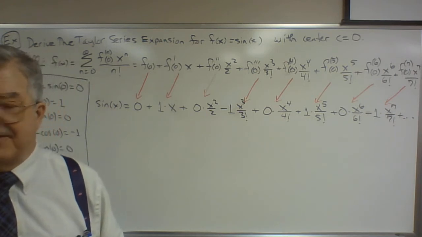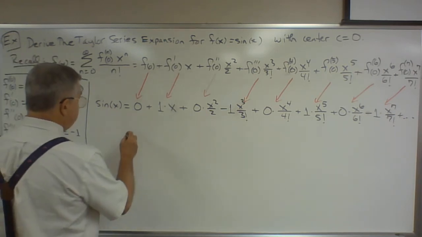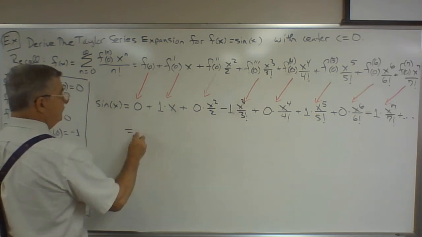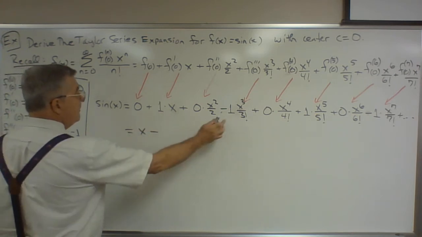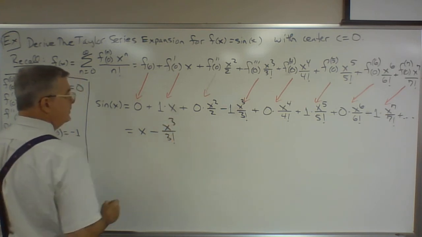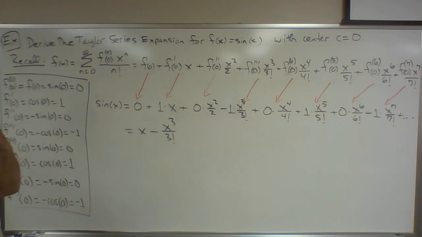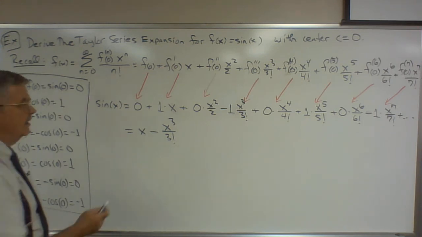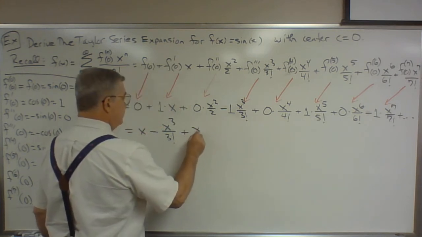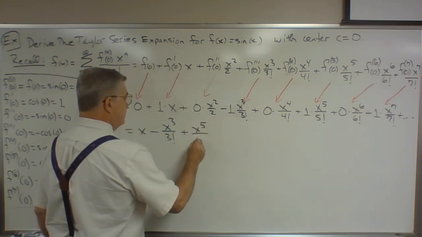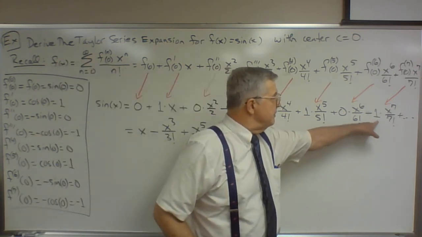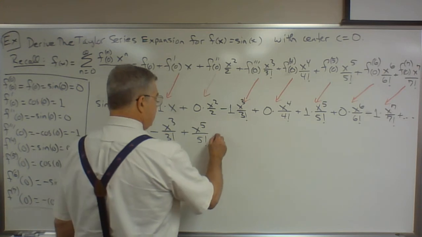And we'll simplify this a little bit. X minus x cubed over 3 factorial. Plus x to the 5th over 5 factorial. Minus x to the 7th over 7 factorial.